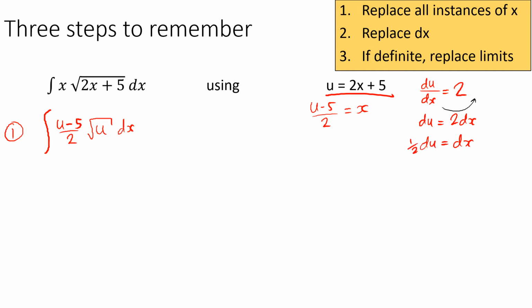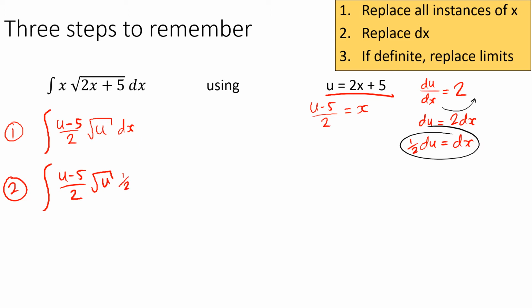And that means we could replace the instance of dx that we've got here with a half du. So let's do that. We'll have the integral now of u minus 5 over 2 times the square root of u times a half du. So we've done step 2 now. Now we still need to integrate this, so it's not definite, we don't need to replace the limits.